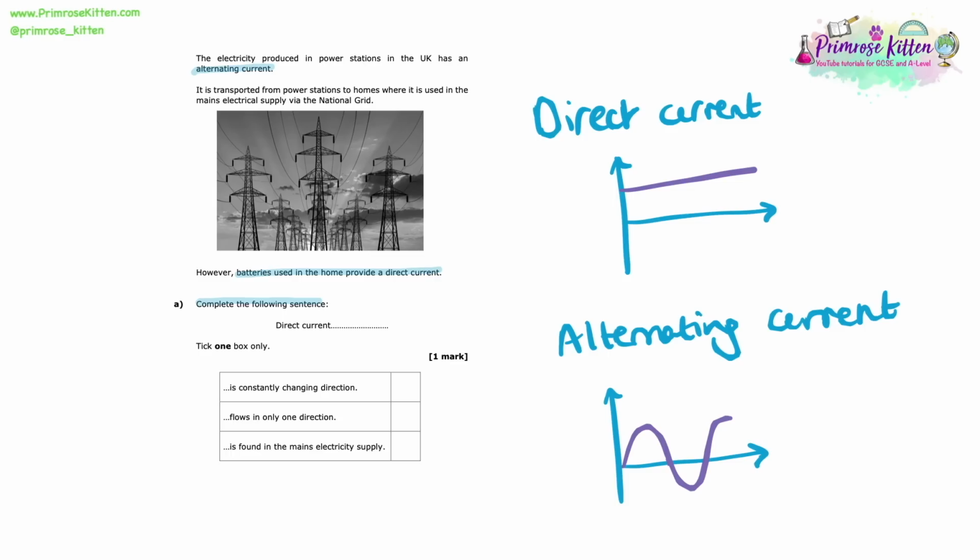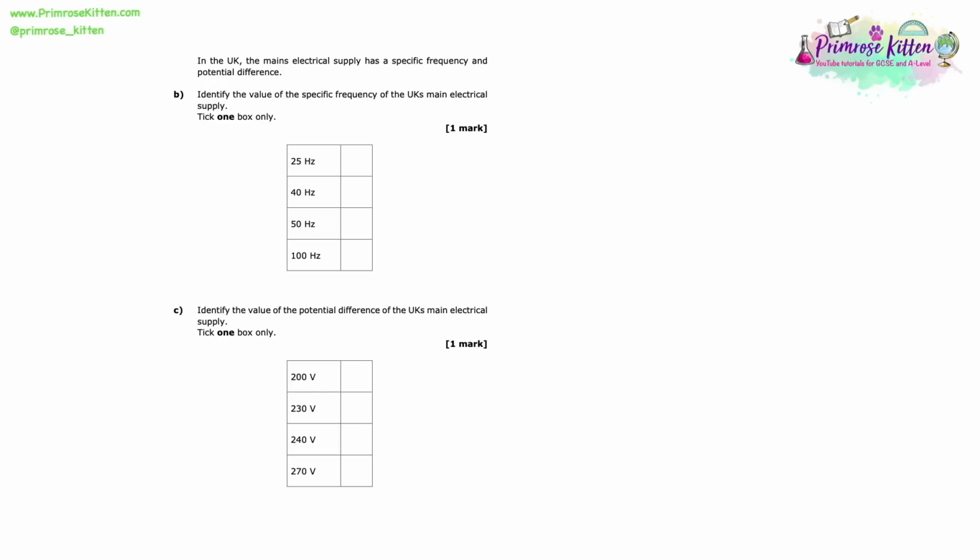A direct current is a current which flows in only one direction. However, an alternating current is a current which constantly changes direction. And so there we have it. If you didn't know that about a direct current, that it flows in only one direction, make a note of it now. In the UK, the mains electrical supply has a specific frequency and potential difference.